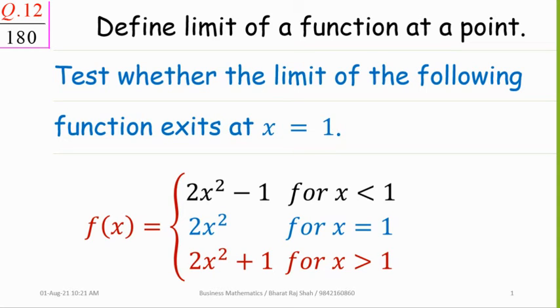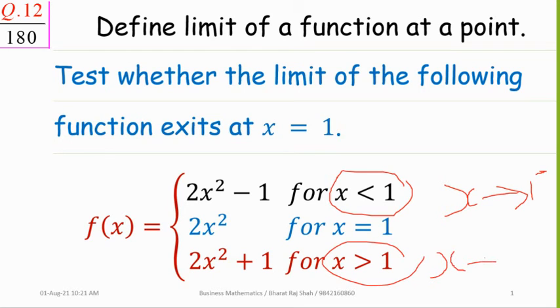So please understand, this function is defined for all possible values. X less than 1 means x tends to 1 minus. And x greater than 1 means x tends to 1 plus, simply because the value of x is greater than 1, slightly more than 1. And x equal to 1 means the functional value at 1.